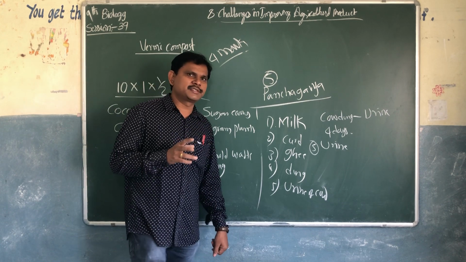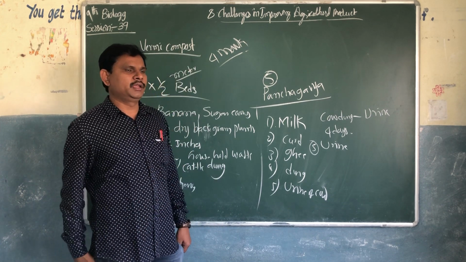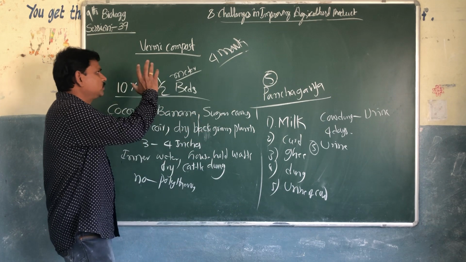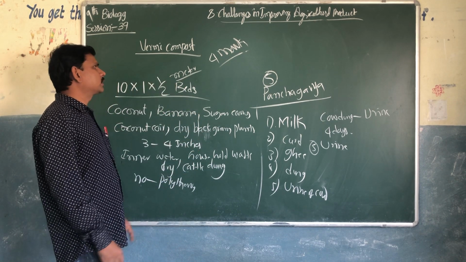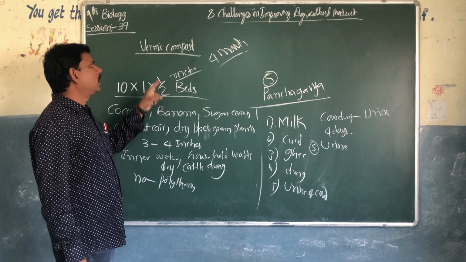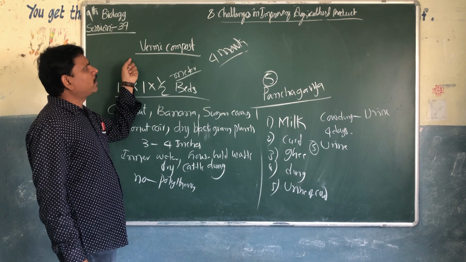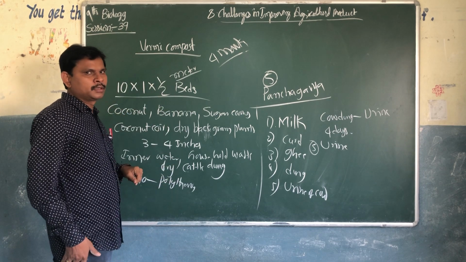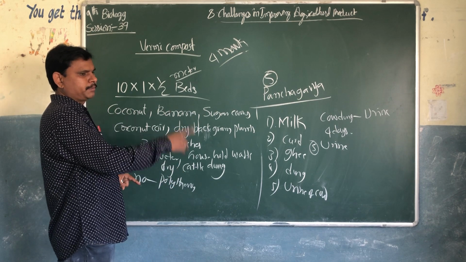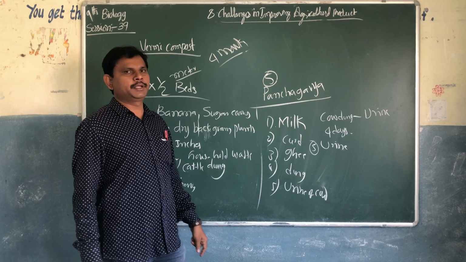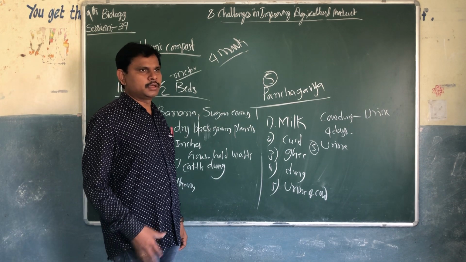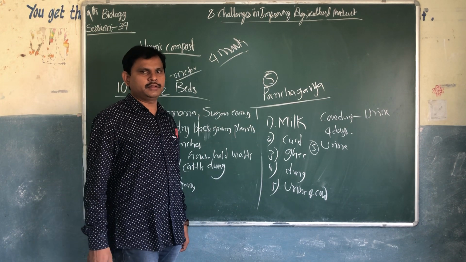How many ingredients are there in Panchagavya? 5 ingredients. These 2 are very, very important for 4 marks and 2 marks. You have to read and write how to prepare vermicompost beds. The vermicompost preparation is there in your textbook and workbook. And write the preparation of Panchagavya, 5 ingredients. Okay, thank you students.